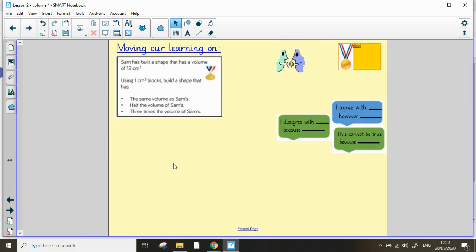The gold question looks like this. Sam has built a shape that has a volume of 12 centimetres cubed. Using 1 centimetre cube blocks, build a shape that has the same volume as Sam's, half the volume of Sam's, and 3 times the volume of Sam's. It really helps if you do have some sort of block here, but it's not completely necessary. Have a try. You will definitely need to think about the formula with this one and how you can make the different shapes. Good luck.